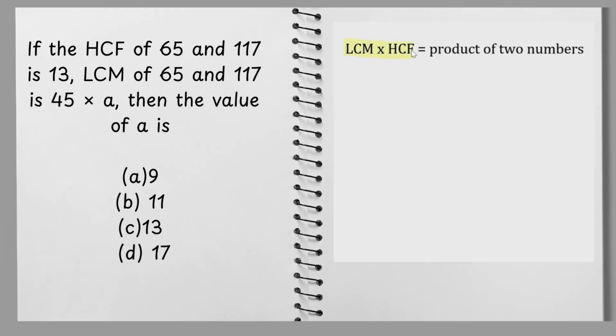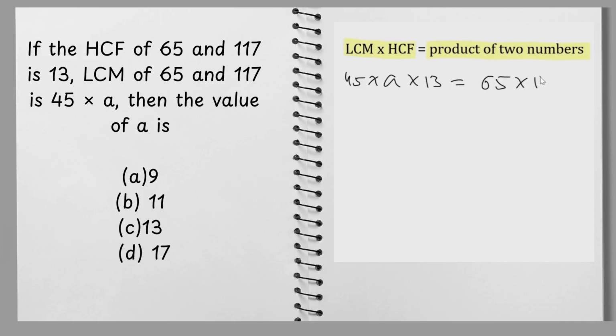So what we know is that LCM multiplied by HCF is equal to the product of the two numbers. As for the question, we are given the LCM as how much? 45 into A. This whole thing is the LCM, and the HCF is given as 13. And what are the two numbers? The two numbers are 65 and 117.